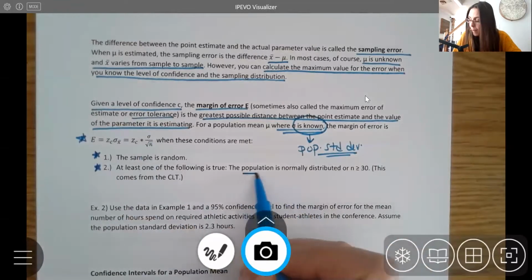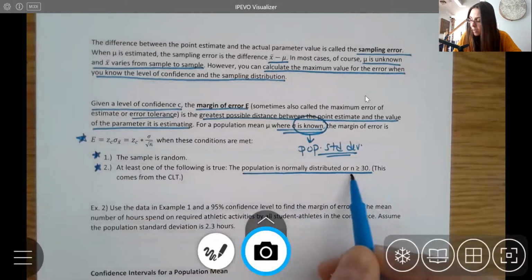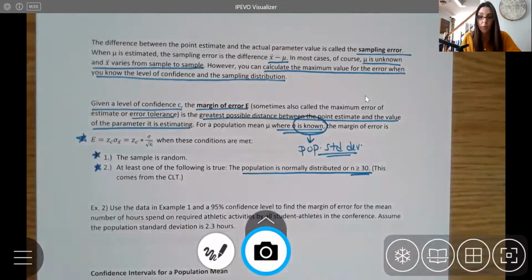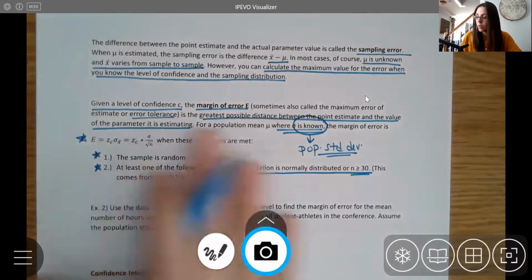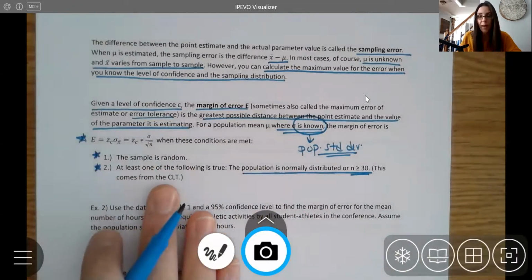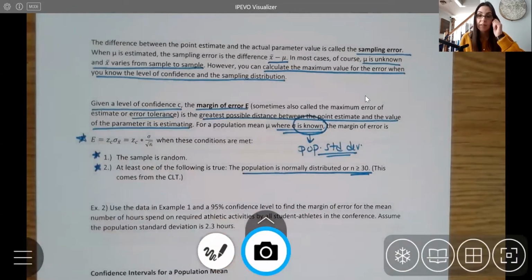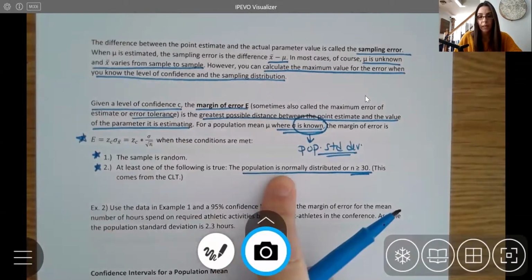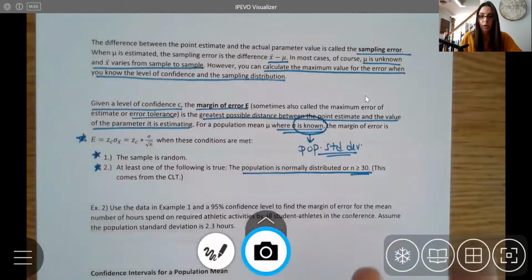Either the population is normally distributed or your sample size has to be at least 30 for this to work. And the reason this works is because of the central limit theorem. So if you go back to chapter 5 in the central limit theorem in 5.4, you'll remember that we either had the population was normal or your sample size was at least 30. So those same restrictions are here too. And if you don't have those restrictions, then you can't use this formula. So this formula, again, is only valid if one of these two things, either a normal population or a large enough sample size, occur.